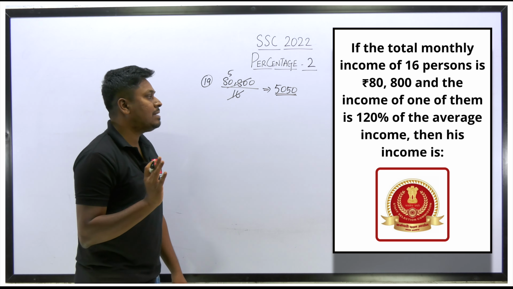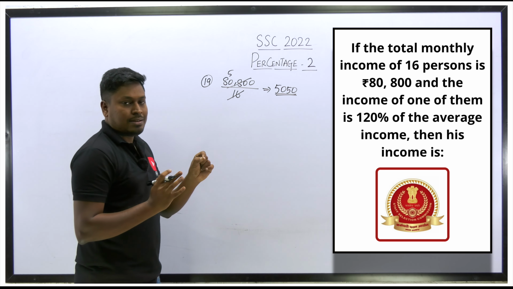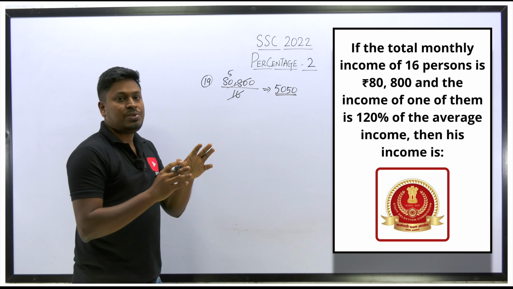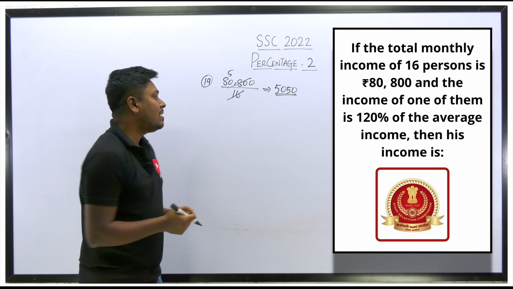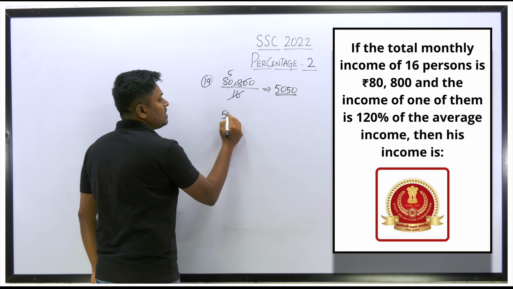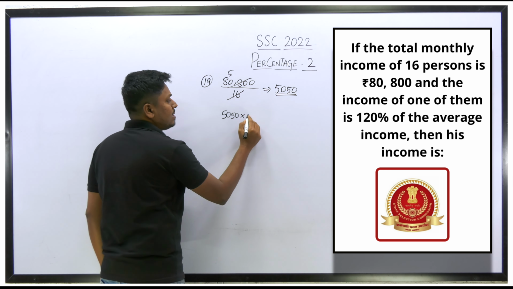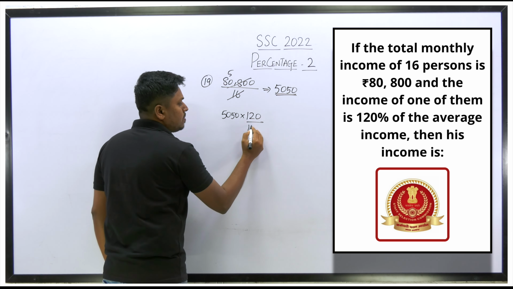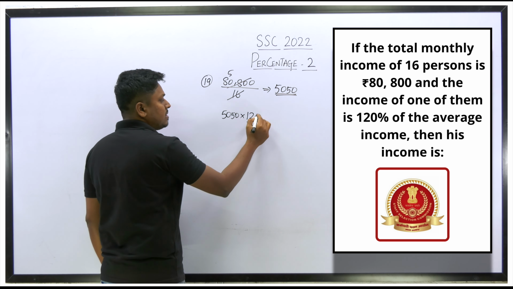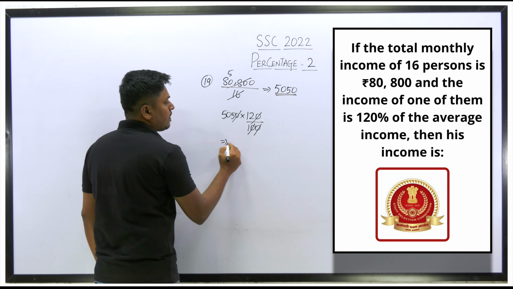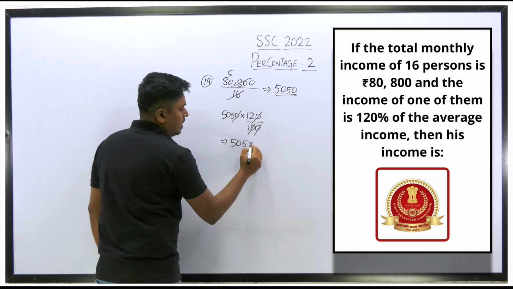Now what they have said is, one of the persons has 120% of the average income as salary. The average salary is 5050. Out of this, one person's income will be 120%. So 120% is 120 by 100, cancel the 00. So 505 into 12.